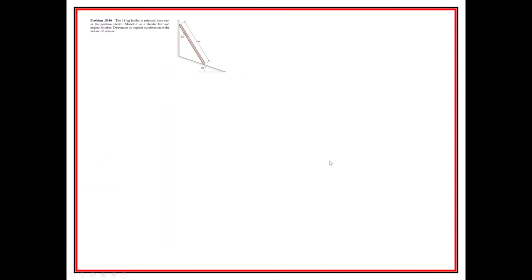All right, so we have this 18-kilogram ladder released from rest in the position shown. Model it as a cylinder bar, neglect friction, and determine its angular acceleration at the instant that it gets released. So the real important thing when we're doing any of these is to draw, you guessed it, the free body diagram and the inertial body diagram.